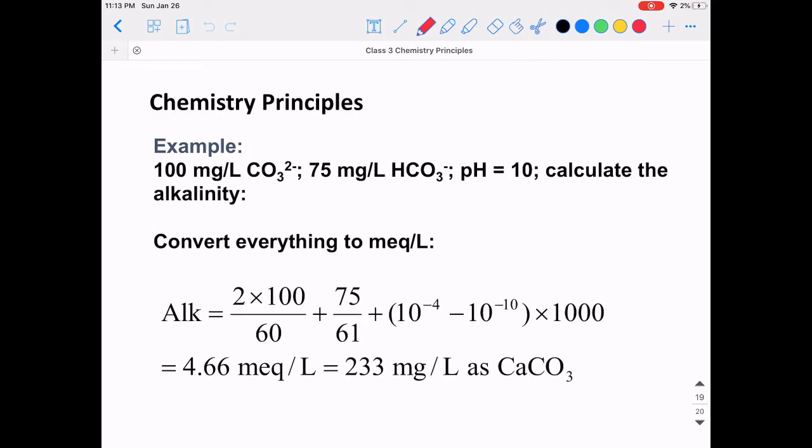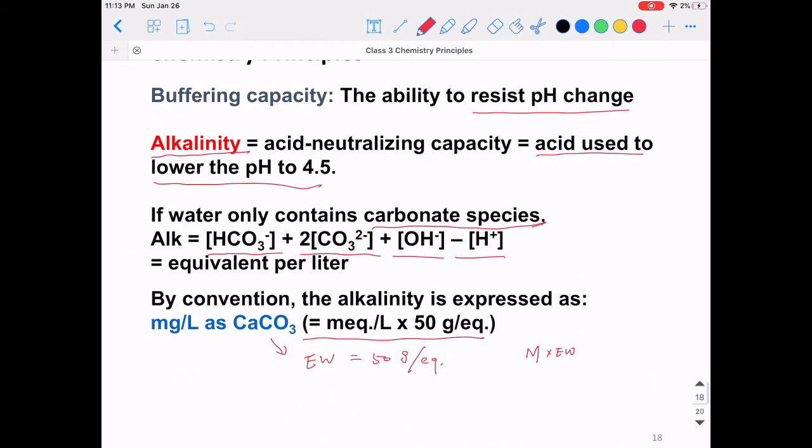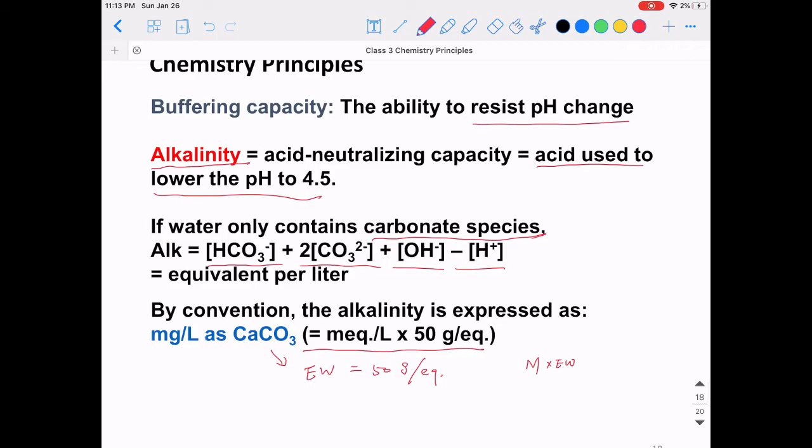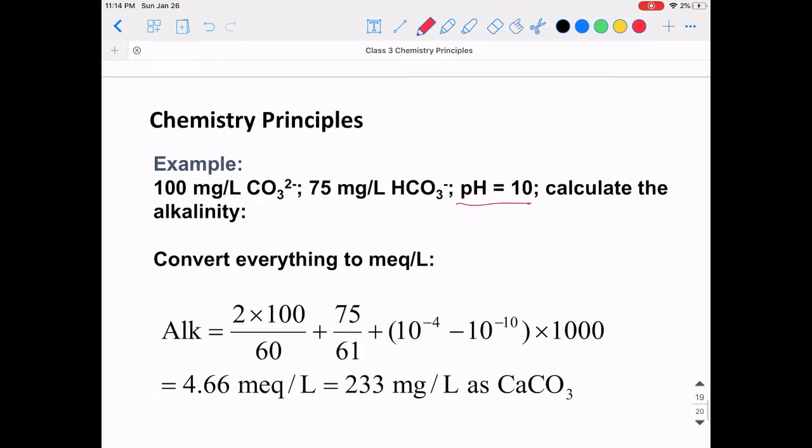So let's work on our final example here. It wants us to calculate the alkalinity of a solution containing 100 milligram per liter of the carbonate ion and 75 milligram per liter of bicarbonate ion under a pH of 10, right? According to the equation for calculating the alkalinity, we need to first calculate the molarity of all of these species that can neutralize the protons. We have to multiply 2 in front of the carbonate ions, because one carbonate ion can neutralize 2 protons, right?